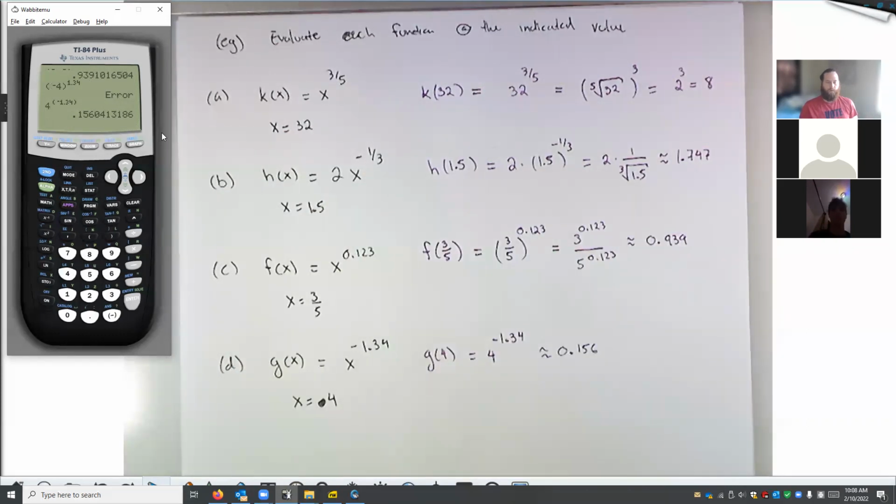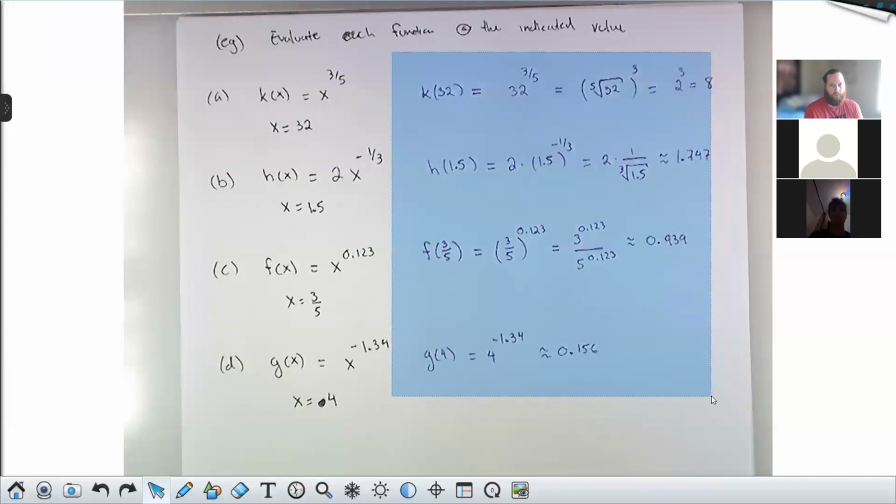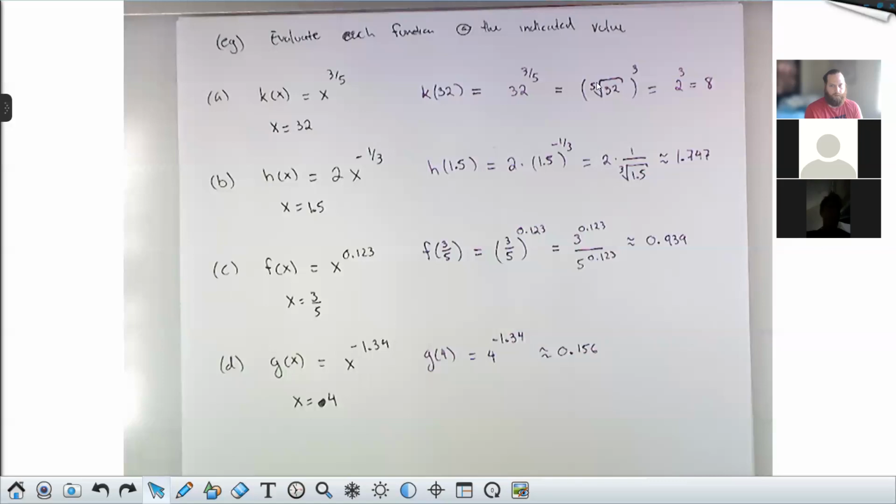Okay. So evaluating these functions, not terribly hard. You just need to be careful with your parentheses and mindful of your order of operations. Before I move on from this, are there any questions about what we did here in purple, how we came up with these answers, or any of the work we did by hand?